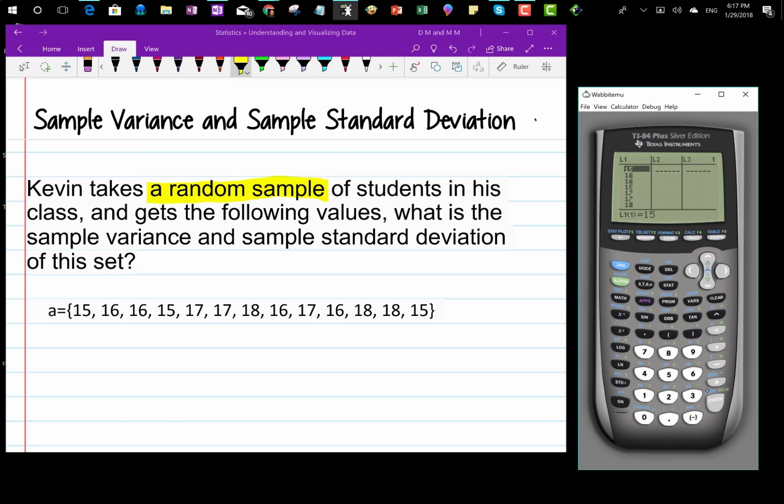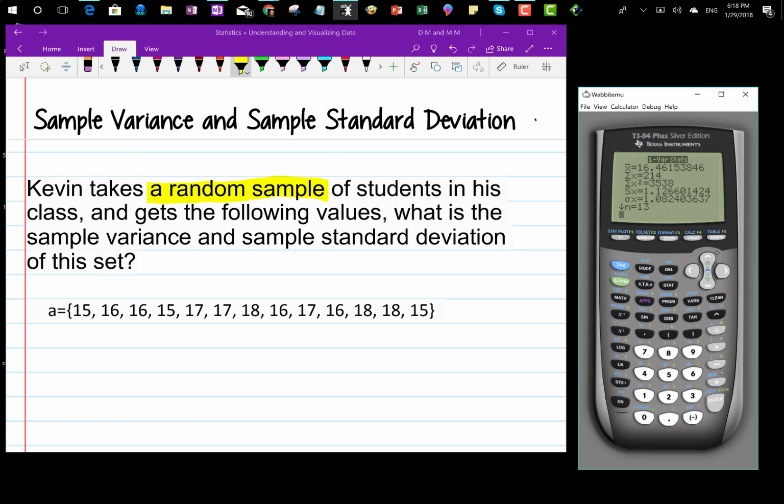Now you're ready to actually find the sample variance and sample standard deviation. So we press stat, we go over to calc, we choose 1-Var Stats, that's number one, and then we tell it that our data is in L1. So I press second and 1 for L1. Then I press enter. I don't have a frequency list, so I press enter. And now I press calculate.